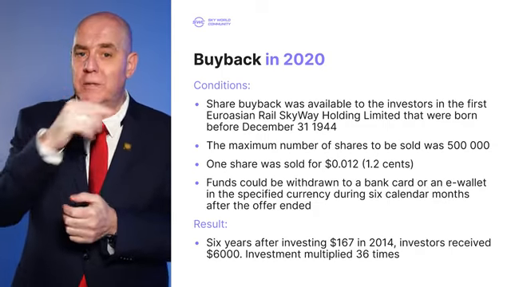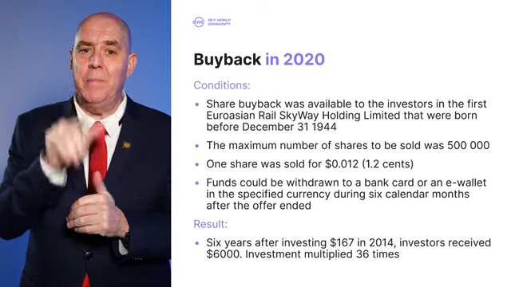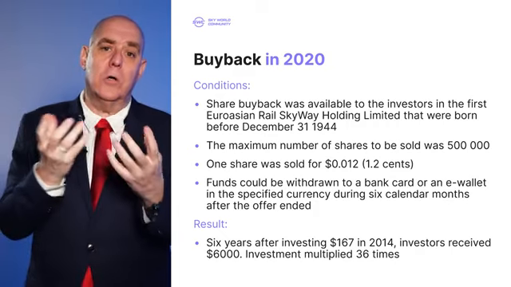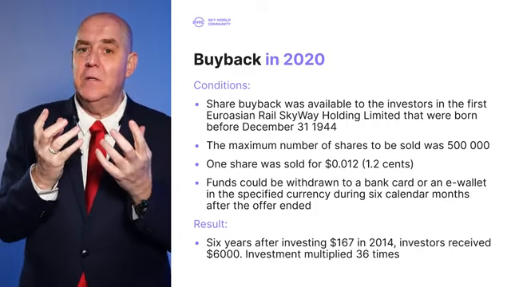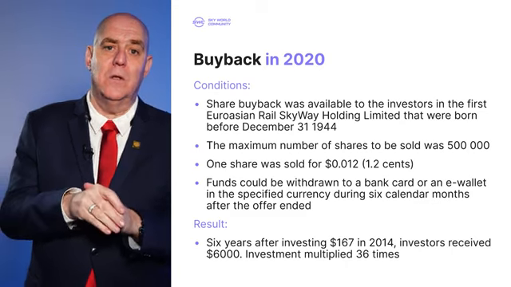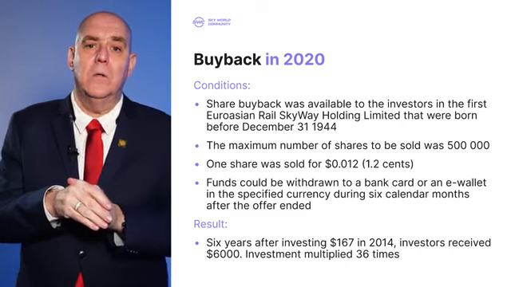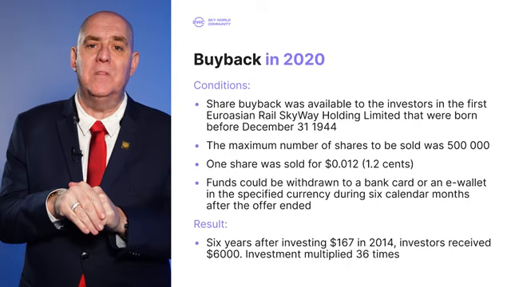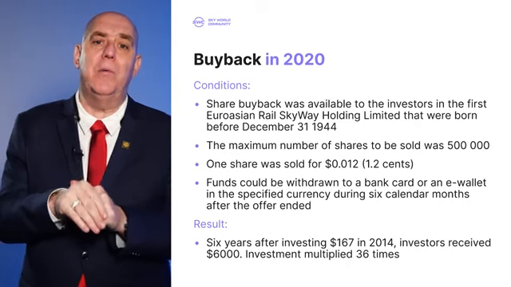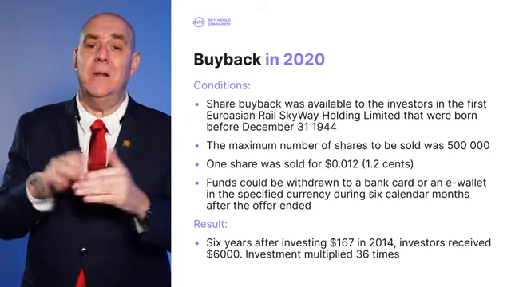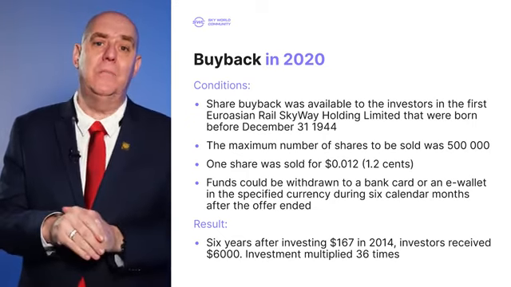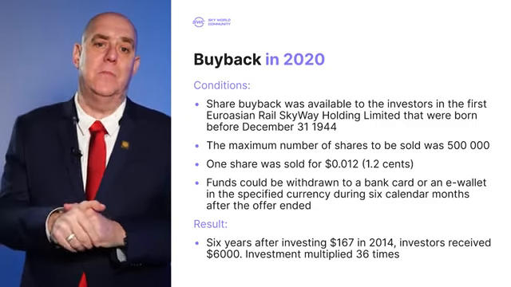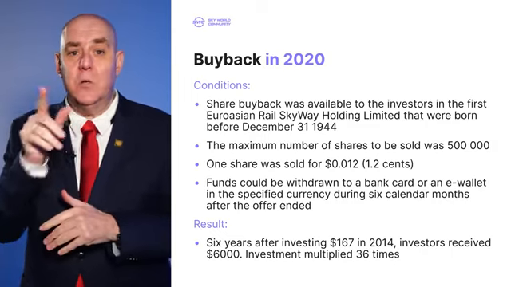Now, let's do some calculations. The company offered the buyback of shares to shareholders at 1.2 cents each. You could sell 500,000 shares for $6,000. Now, these shares had been acquired for an investment of $176, with an average discount of 1.3 thousand. This investment of $176 in 2014 was basically multiplied by 36 times. You have to agree, this is a quick profit.